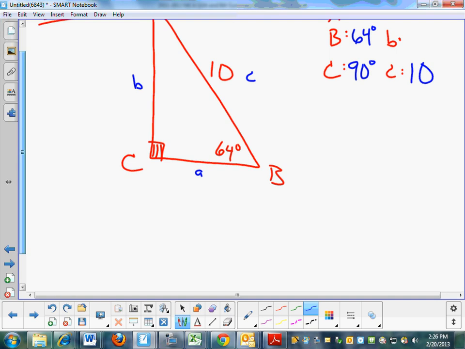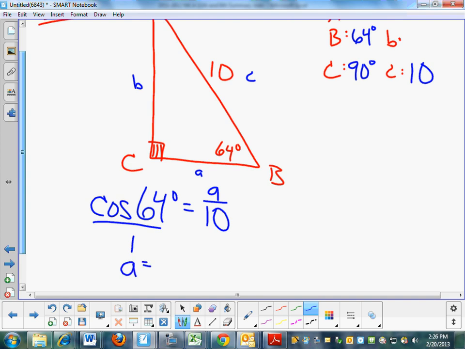So you can use sine, cosine, or tangent. Not tangent. Tangent would be opposite over adjacent. Cosine. Cosine of 64 degrees is equal to A divided by 10. Cross multiply. A equals cosine of 64 times 10. Make sure you put the 10 in front.